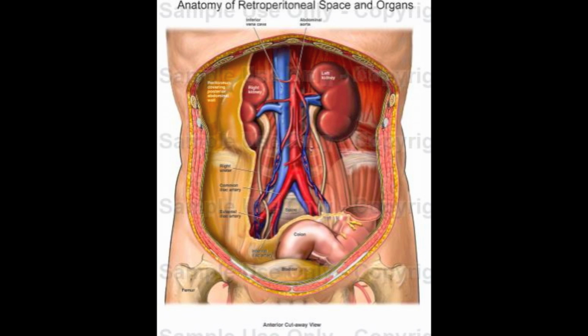The peritoneal cavity is within the abdomen, below the diaphragm. The visceral peritoneum is on the organs, and the parietal peritoneum lines the walls of the cavity. The kidneys are retroperitoneal, meaning they are not inside the peritoneal cavity, but behind it.